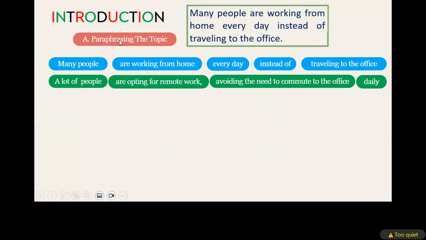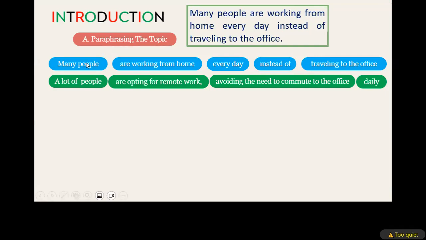Now let's learn how we can paraphrase the topic. This is the topic: many people are working from home every day instead of traveling to the office. On the day of the exam, this is what you need to do. You will say, well, this is the prompt, I will express this in my own words. Do not copy the words, guys.